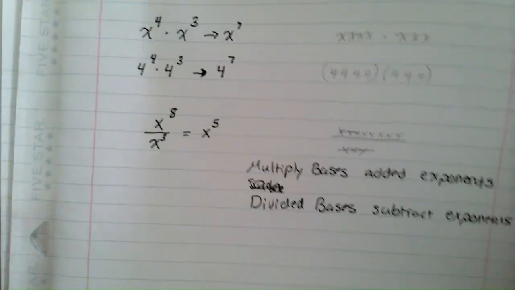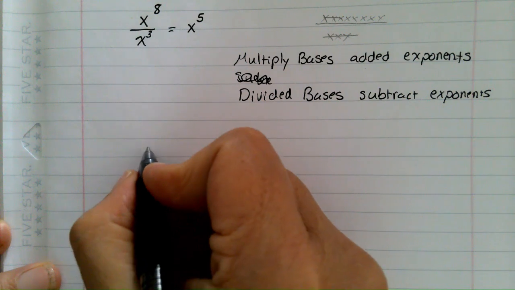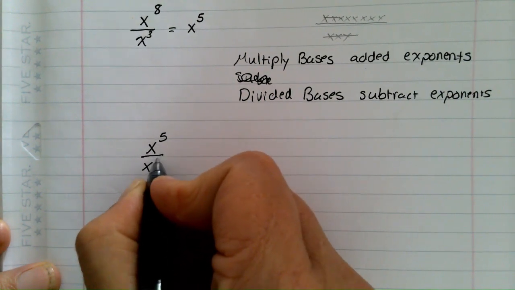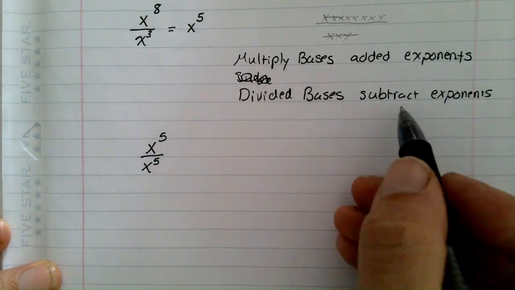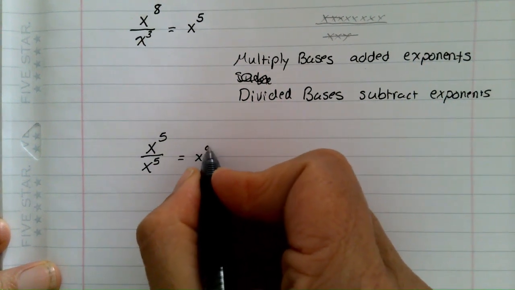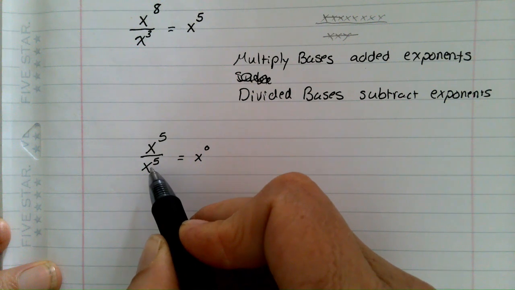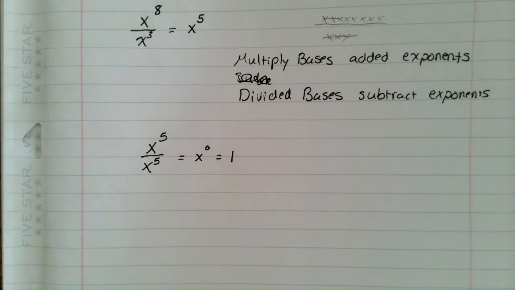Okay, so a couple other things we're going to look at here, keeping in line with that. x to the 5th divided by x to the 5th. Well, since we're dividing, you subtract exponents. 5 minus 5 is 0. But we also know anything divided by itself is 1, which is why anything to the 0 power is 1.